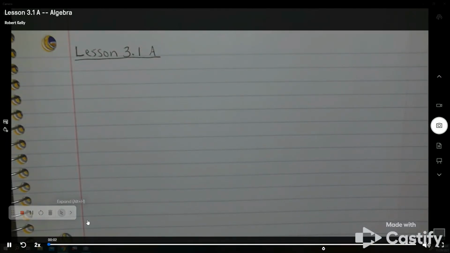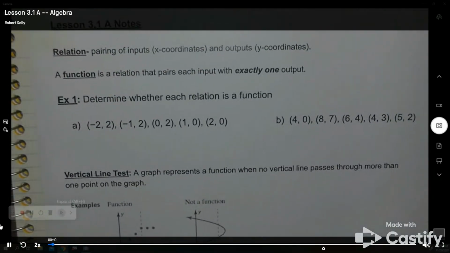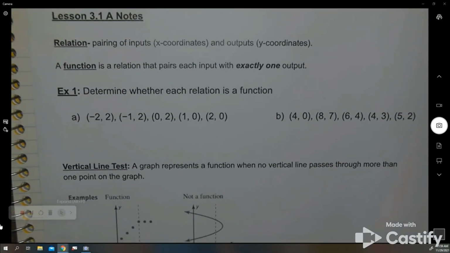This is lesson 3.1a. In lesson 3.1a, we're going to be talking about relations and functions. So when you look at a set of data, a relation is when we put the input, or the x-coordinates, with the outputs. Those are the y-coordinates. A function, however, is a relation that has exactly one output for each input.